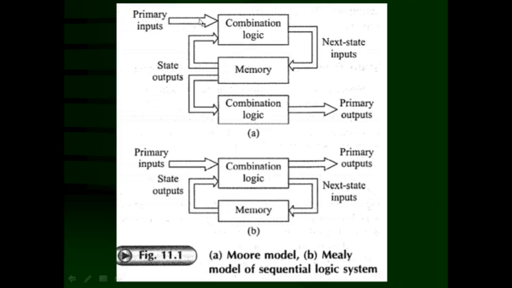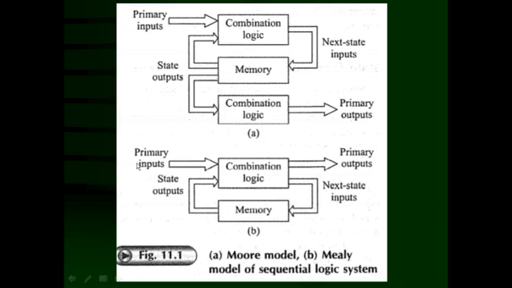The primary inputs are given, because of that the next state input is going to be generated, and this is given to the memory. Whatever the memory output is, that is given to the combinational circuit and it will give you the primary output. So this primary output entirely depends upon the present state outputs only. This is called the Moore model.